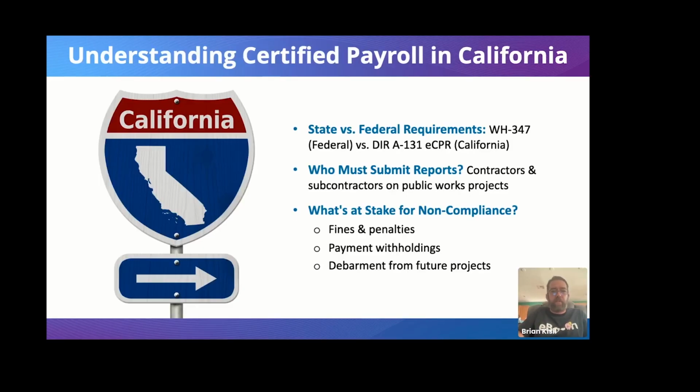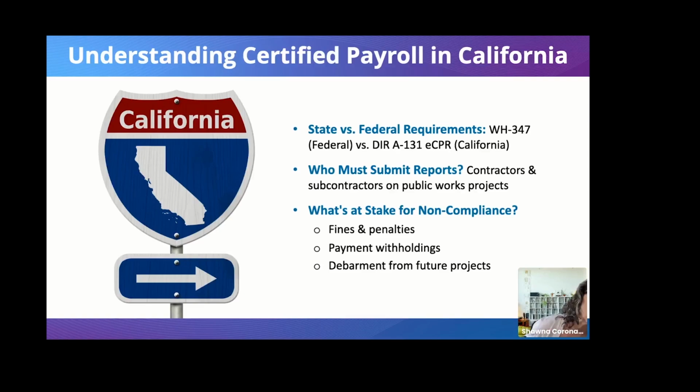With one exception to that rule, there is still the small ticket exemption in California, meaning that any project under $15,000 for maintenance or $25,000 for construction are not required to register that project with the DIR and still don't have to submit certified payroll reports. All right.